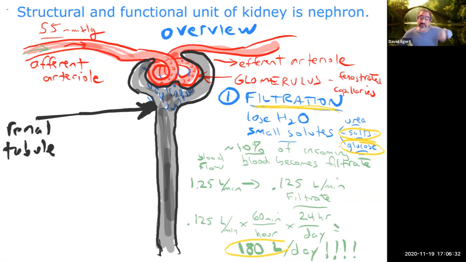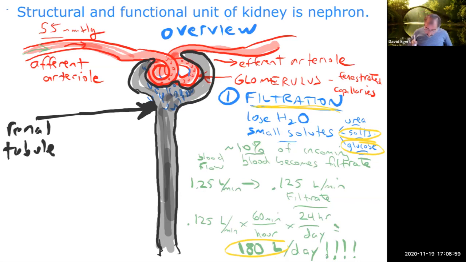This is going to have the different parts: the proximal convoluted tubule, the descending limb of the loop of Henle, the ascending limb of the loop of Henle, the distal convoluted tubule, and going into the collecting ducts. There's going to be lots of parts to this, but for right now, we're going to stick to the overarching overview, and then we'll go into the details.